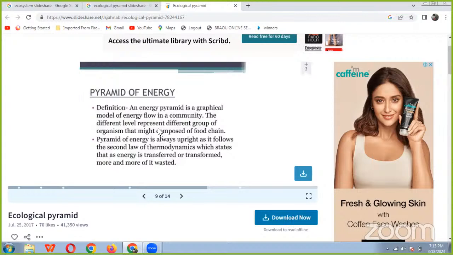The pyramid of energy is always in the upright condition. The energy pyramid is a graphical model of energy flow in the community. The different levels represent different groups of organisms that compose the food chain. The pyramid of energy is always upright. Is it always upright?